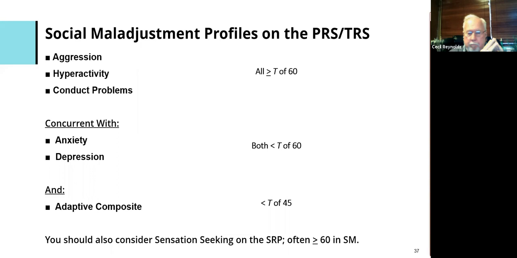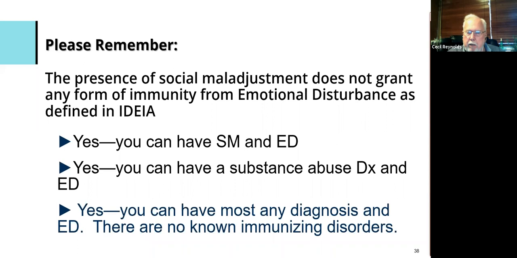So always remember that the presence of social maladjustment does not grant any form of immunity from emotional disturbance as defined in IDEIA. Yes, you can have SM and ED. You can have a substance abuse diagnosis and ED. And that comment is there because I have personally encountered school districts around the country who, in dealing with adolescents, have decided arbitrarily that if an adolescent has a substance abuse problem or a substance abuse diagnosis, they classify them as socially maladjusted only and refuse to serve them as ED and special ed.